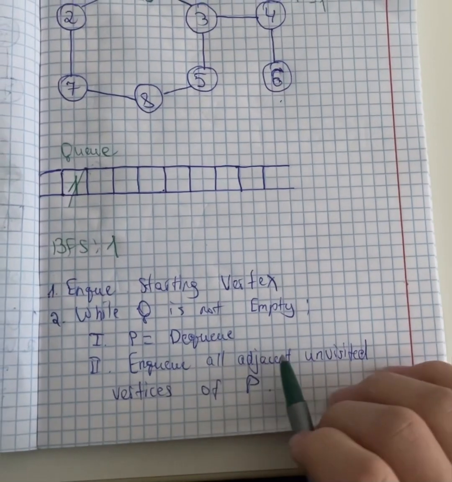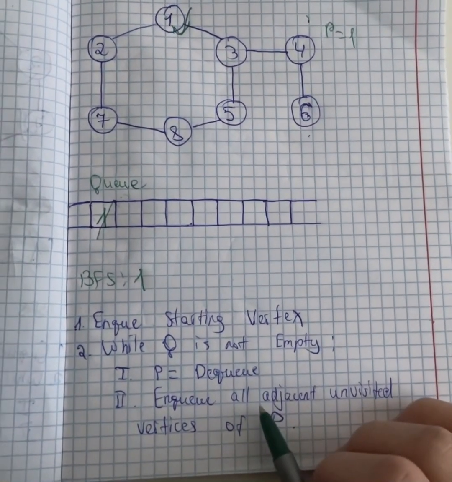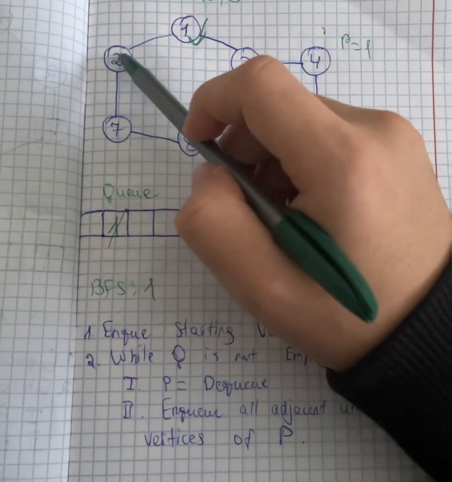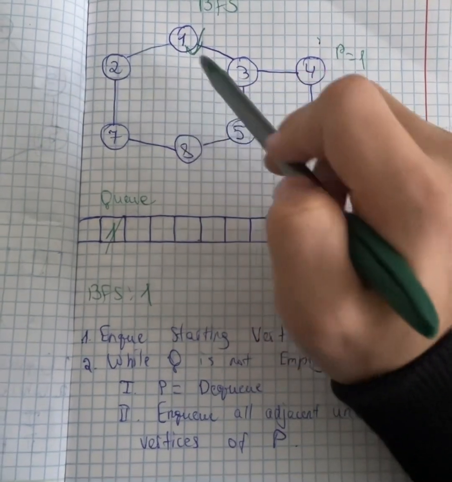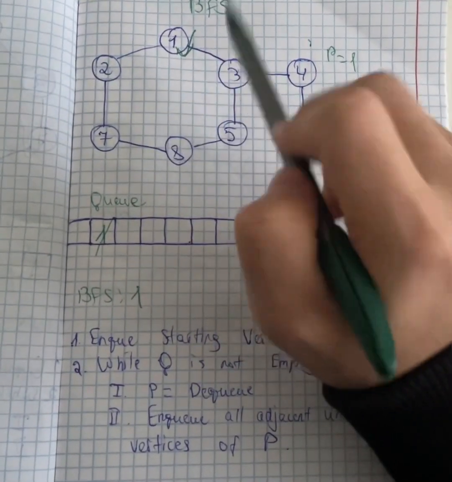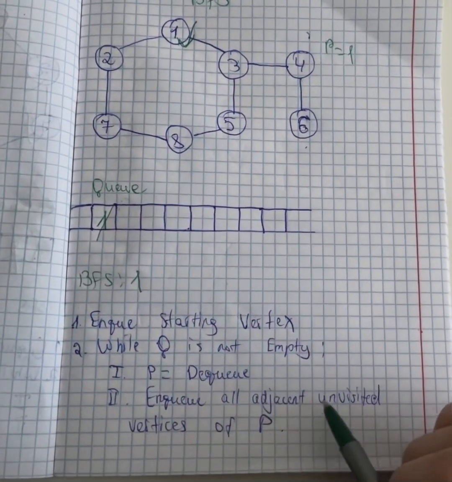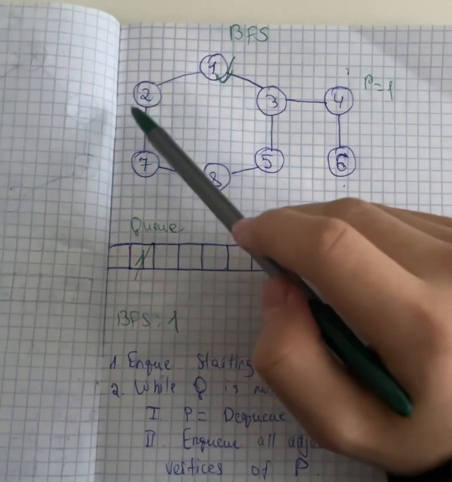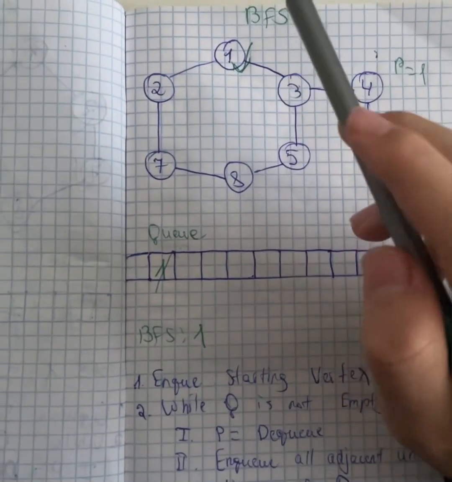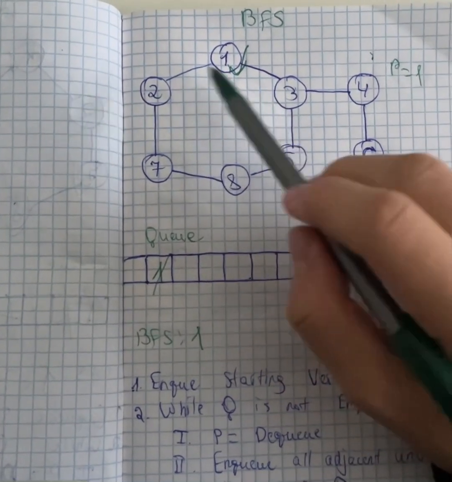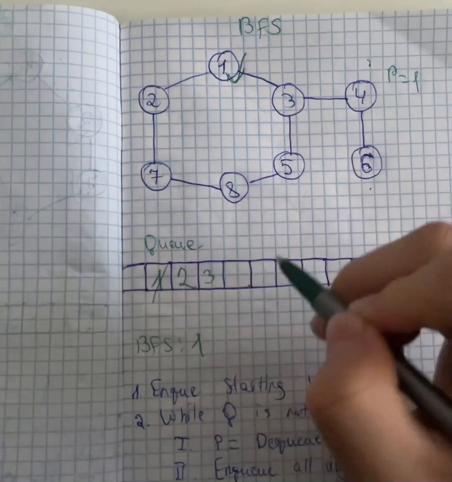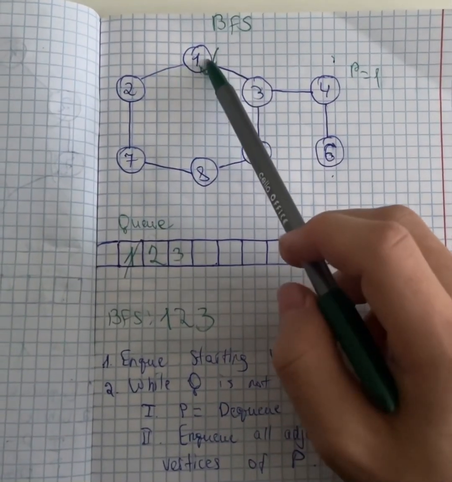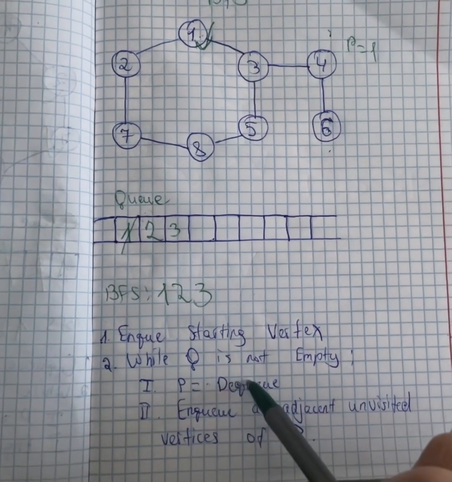Then NQ all adjacent unvisited vertices of P. Adjacent vertices means the vertices that are connected to, for example, in our case 1. In our case 2 and 3 are connected to 1, therefore they're adjacent vertices, right? NQ all adjacent unvisited ones. That means in our case 2 and 3 are not visited yet, so we write both of them, 2 and 3, here and here. All right, we're done with 1.